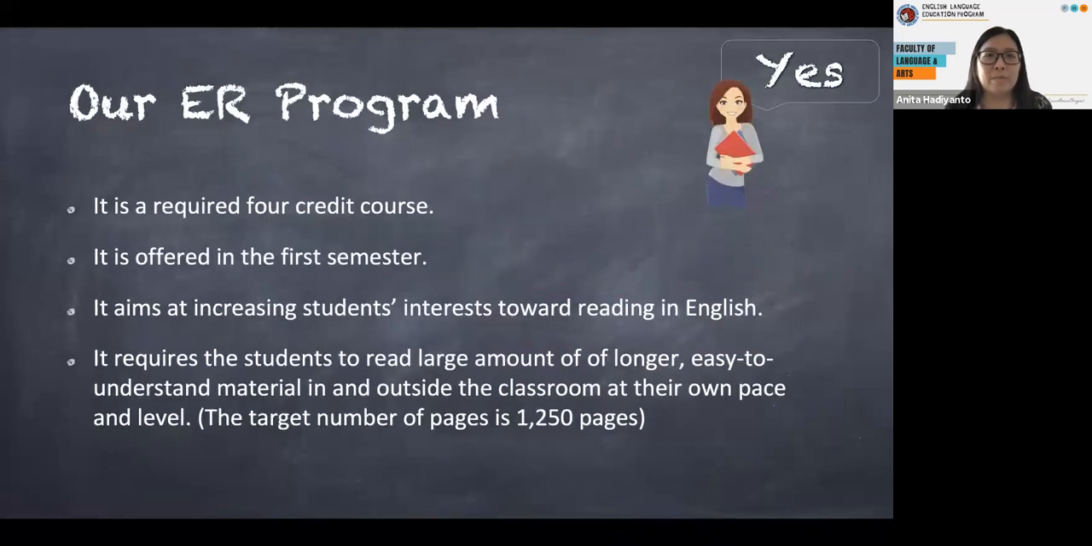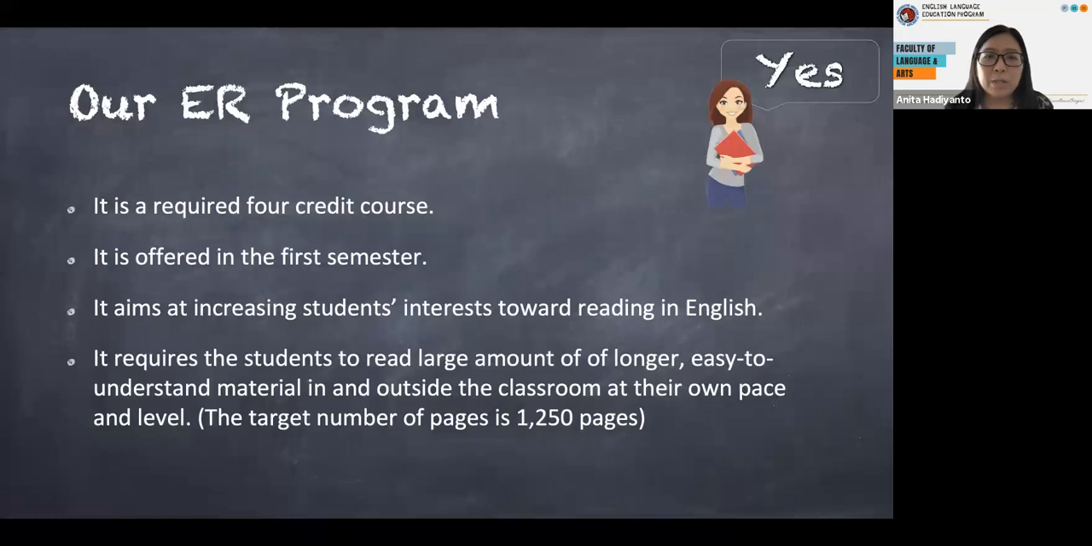Now, this is what I have mentioned before. This is a little bit more of an overview about our ER program. Our ER program is mandatory and it's a 4-credit course. We meet twice every week for 2 hours. This program is offered to first year, first semester students. The goal is to increase their interest in reading in English.